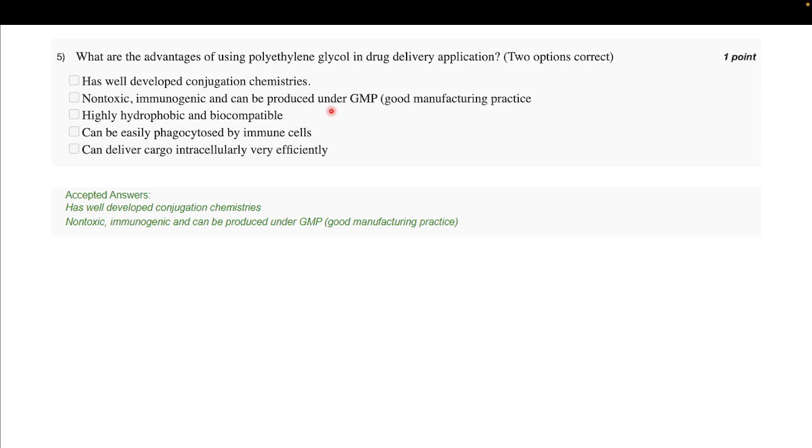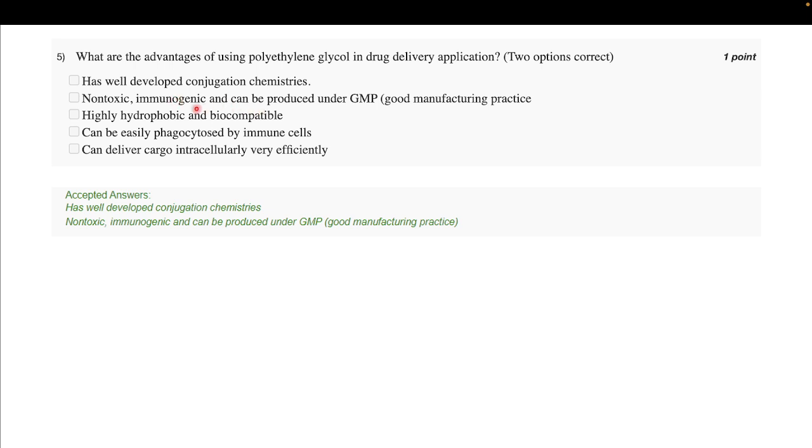Next is non-toxic, immunogenic, can be produced under GMP. I think there's some mistake with this option. It should be non-immunogenic. So it's non-toxic, very well biocompatible with the human system. It is non-immunogenic, which is not entirely true, as some PEG antibodies have been reported in a few studies, but they are not very harmful.